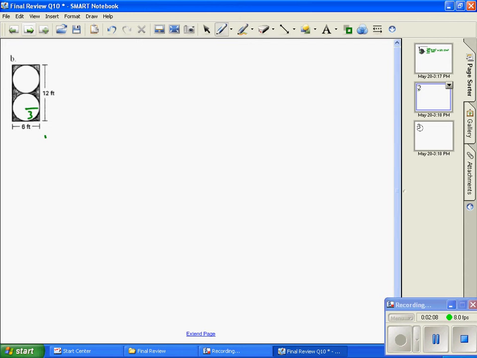Okay, so that'll help us find the area of the circle. So let's just start calculating areas. So let's do the area of the rectangle. So we have 6 times 12 gives us the area of the rectangle, and we're going to subtract from that 2 times, because we have 2 of these small circles in there. The area of a circle is pi r squared, so pi 3 squared.